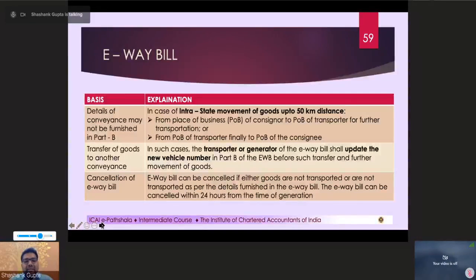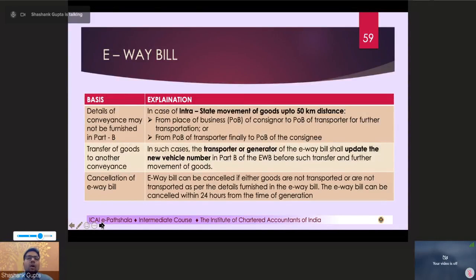Now imagine if the business is located in central Delhi, in Chandni Chowk, which is a very congested area, and from there goods are to be supplied to Kolkata. So from Chandni Chowk in Delhi, the goods will first be moved in a small rickshaw to the place of the transporter. There it will be loaded in the truck, and from there it will move through highways to Kolkata.